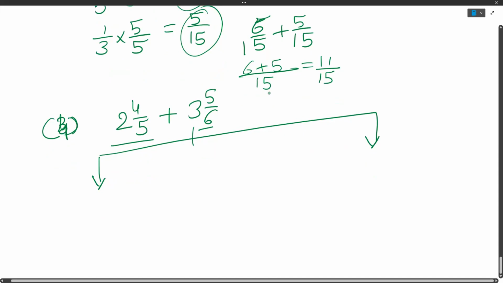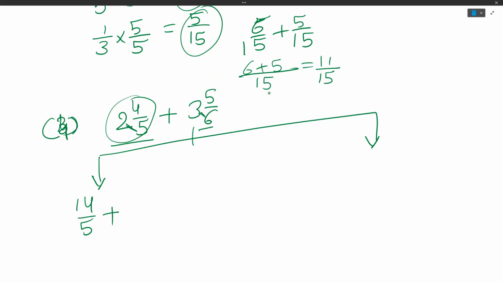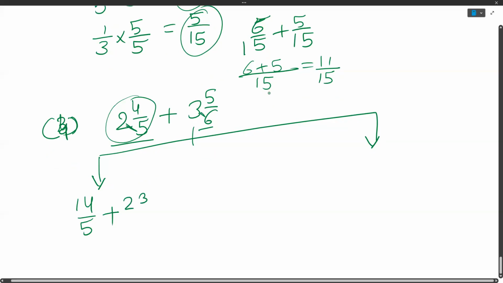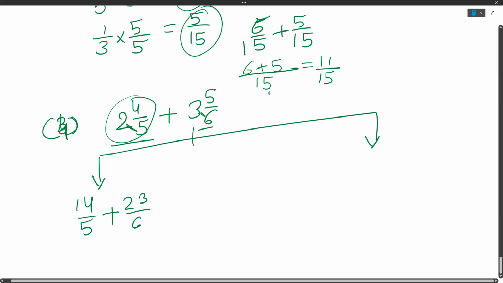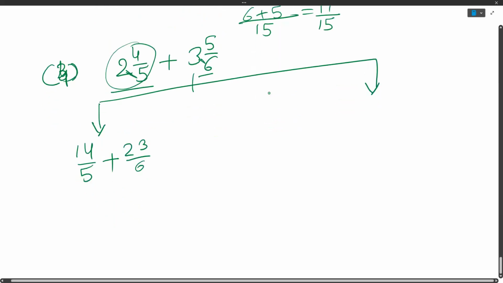Say 2 and 4 by 5. You can write it as 5 into 2, 10, 10 plus 4, 14 by 5. Plus 3 and 5 by 6: 3 into 6, 18, 18 plus 5 is 23 by 6. Okay. Now you have converted into improper fractions.